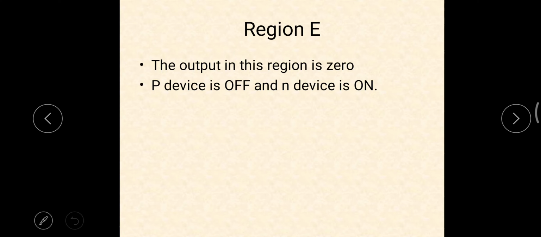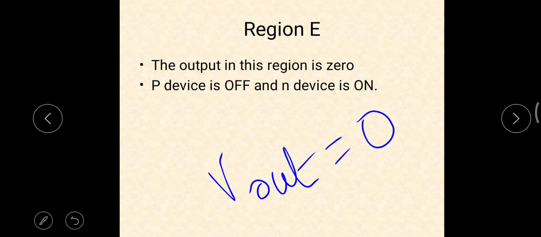Finally the region E. In region E your PMOS is completely cut off and NMOS will be in the linear region. So now your output is connected to the ground terminal, so your V out is equal to 0. Okay, these are the 5 regions of your CMOS inverter.